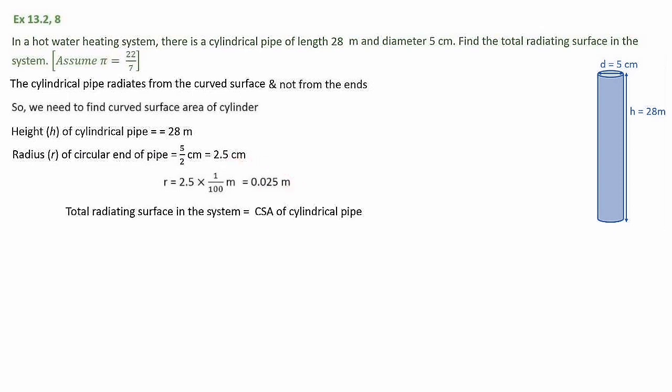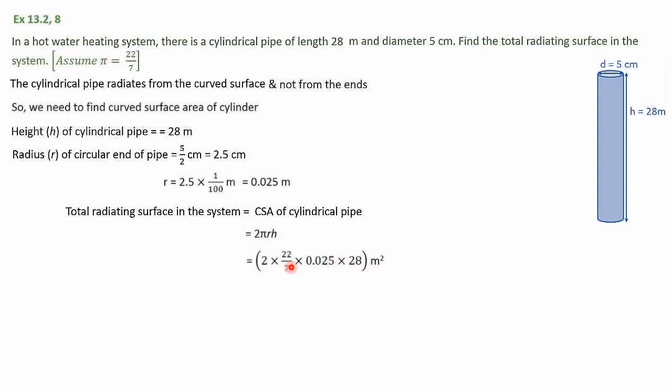Next, the total radiating surface in the system is equal to the CSA of the cylindrical pipe. It was already explained. Water is passing through this cylindrical pipe. The radiation is from the curved surface. So the curved surface area of the cylindrical pipe we need to calculate. That is formula 2 pi RH. That is 2 into 22 by 7 into R. Radius we have converted and kept here, 0.025, into height is 28 meters. So that is what is written here.